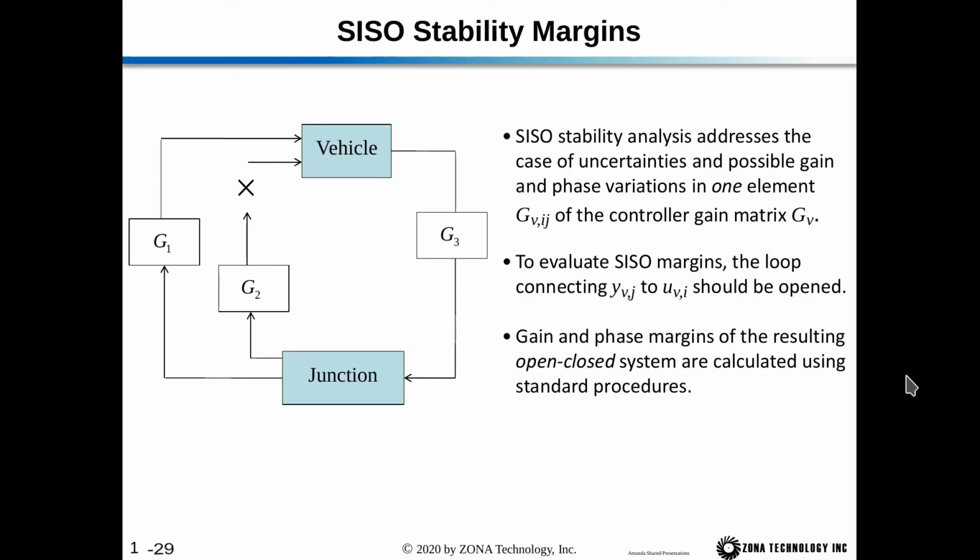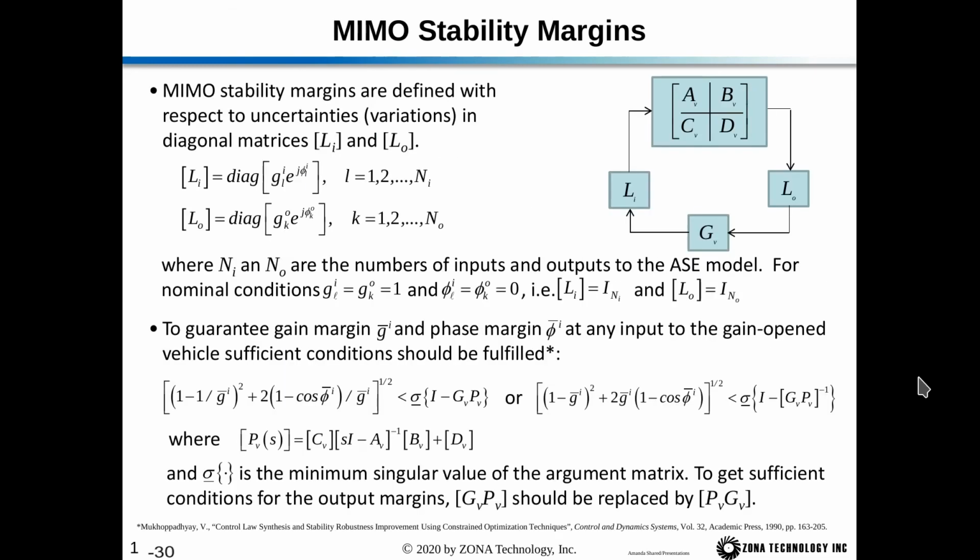Next, we'll look at the SISO stability margins. The SISO stability analysis addresses the case of uncertainties and possible gain and phase variations in one element at a time, so GVij of the controller gain matrix GV. To evaluate the SISO margins, the loop connecting YVj to UVi is opened, and then the gain and phase margins of the resulting open-close system are calculated using the standard procedures in ZAERO, and then output to the output file.